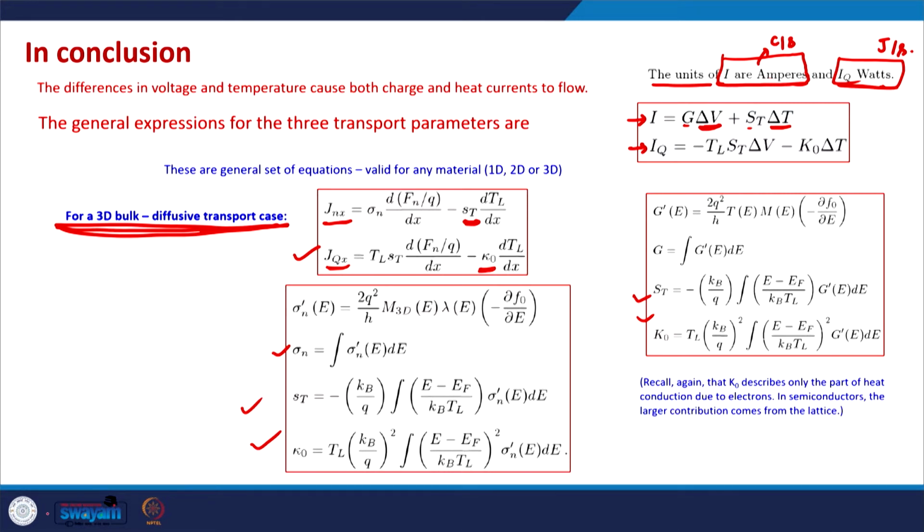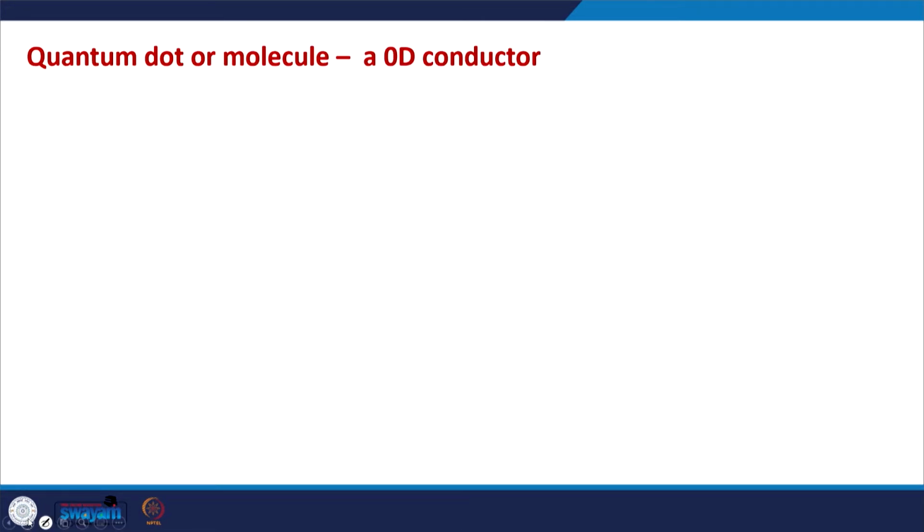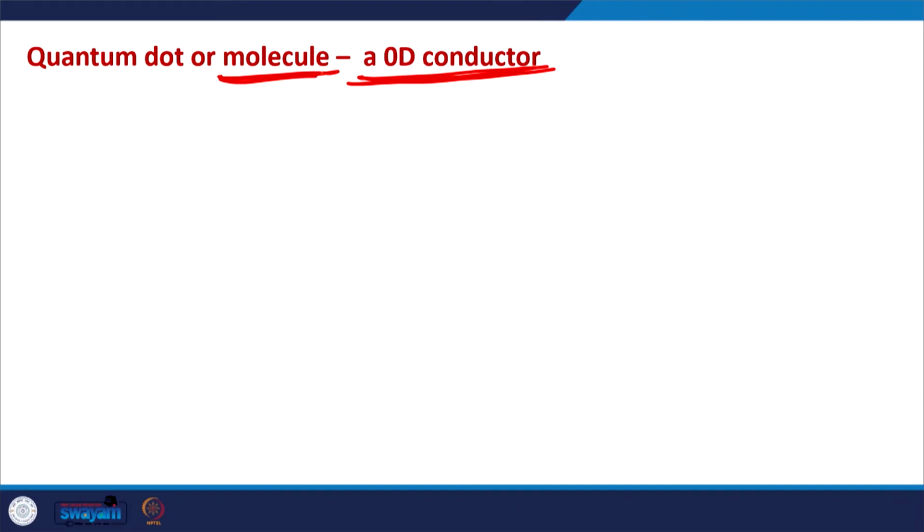Okay. So now let's begin with the quantum dot devices. A quantum dot device means that the active region of the device now is a quantum dot or a 0D conductor, which means a conductor in which electrons are confined in all the directions. So it can be a molecule, it can be a very small nanostructure in which electrons are confined from all the directions, and it can be anything.